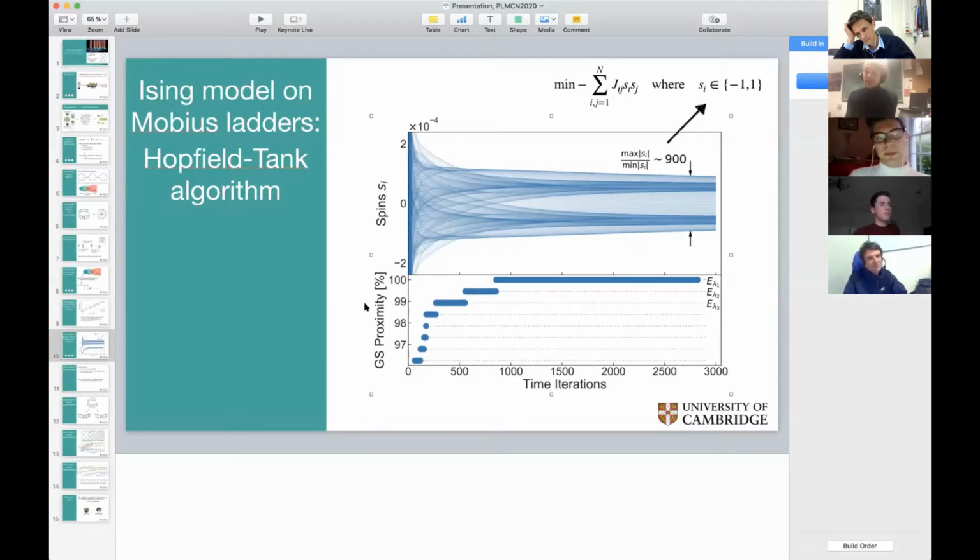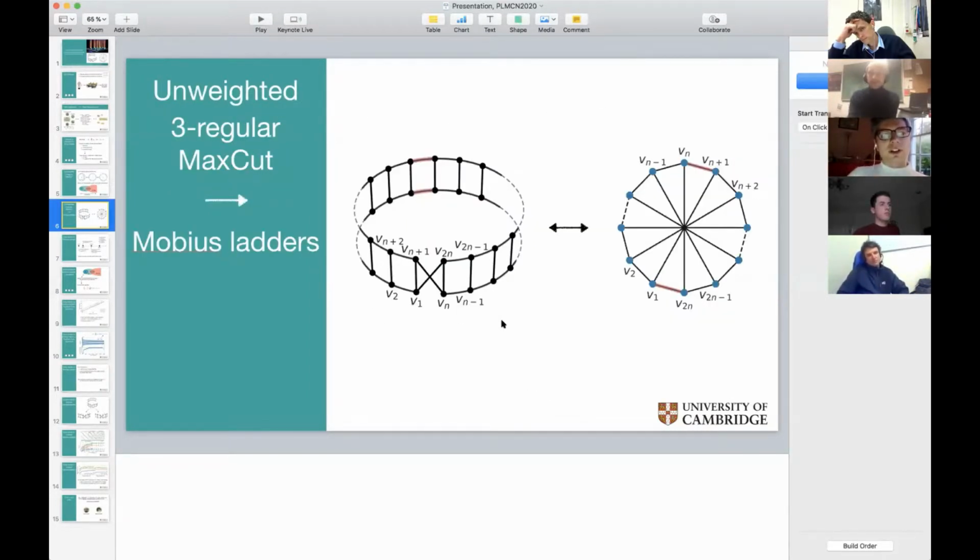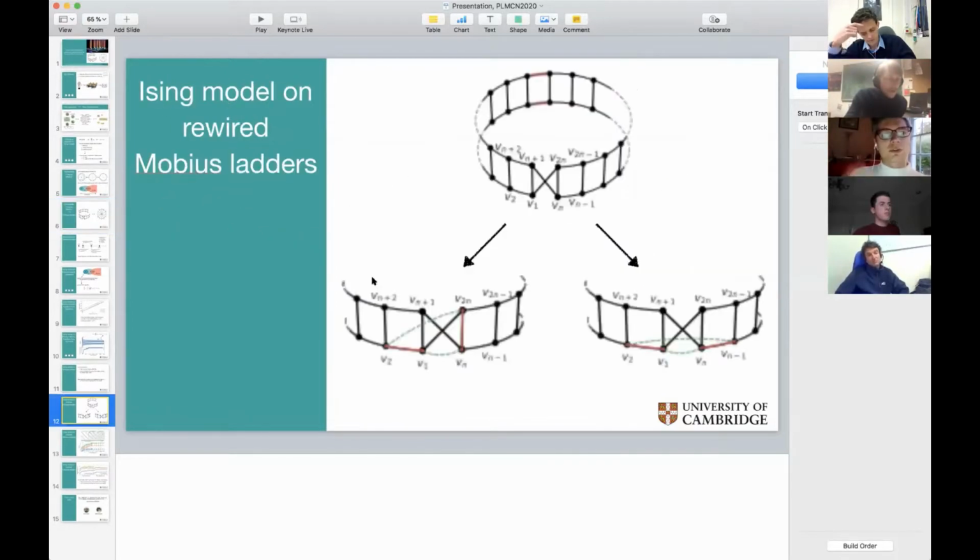And if you change a bit, you rewire the Hamiltonian, do you observe that the degeneracy of your ground state changes? Because typically, if you have a degenerate ground state, it's easy to solve. If it's a single state out of like 2 to the power of n, it's difficult to solve.